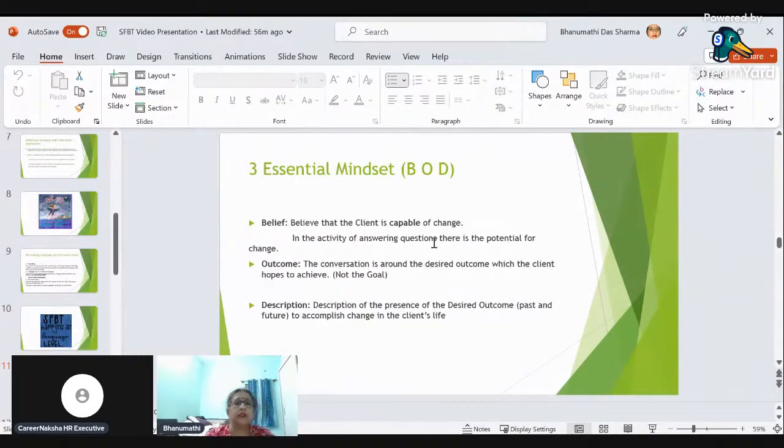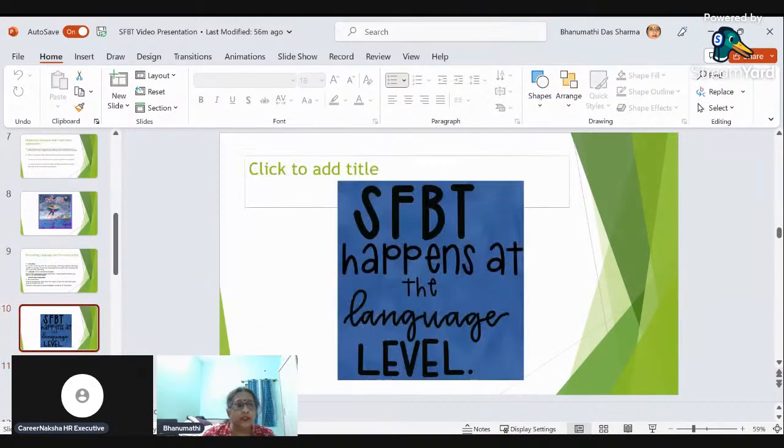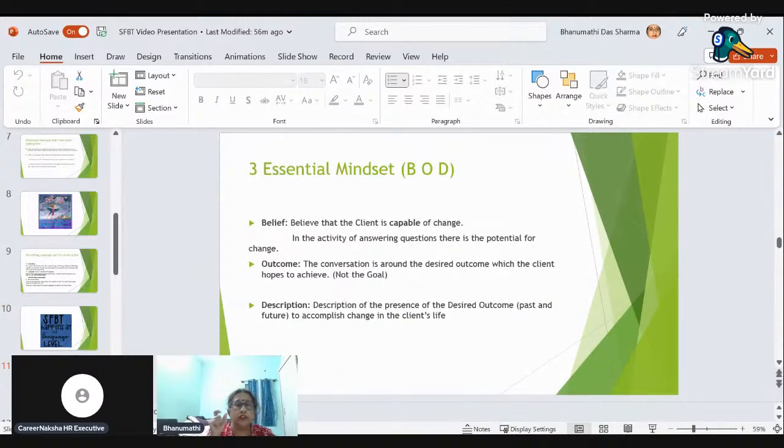Now we come to the 3 essential mindsets, which is BOD. My essential mindset for the therapist, actually. We need to believe that the client is capable of change. In the activity of answering a question, there is a potential for change. How they will answer the question, that is where it happens at the language level. In order to be a successful SFBT therapist, you need to use creative language. You should be an expert in asking the question in the language.